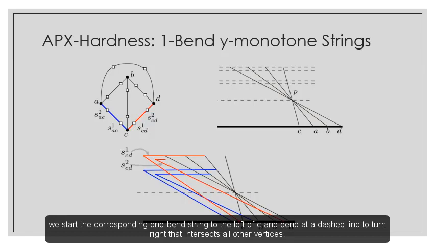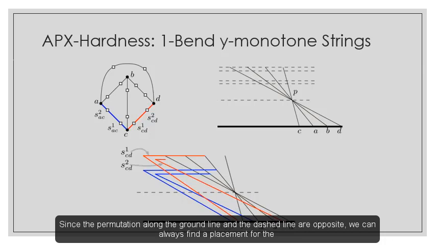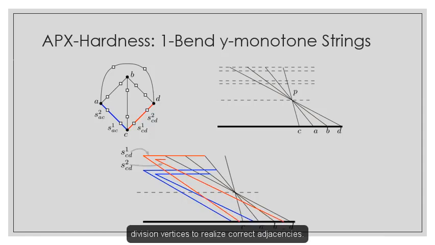Therefore, we start the corresponding one-bend string to the left of C and bend at a dashed line to turn right and intersect all other vertices. Since the permutation along the ground line and the dashed line are opposite, we can always find a placement for these division vertices to realize the correct adjacencies.